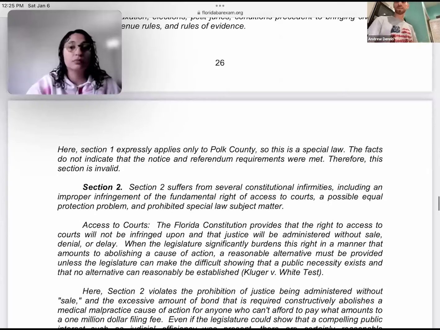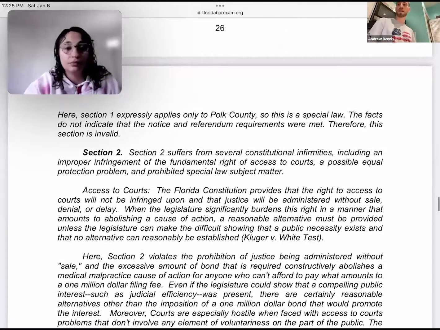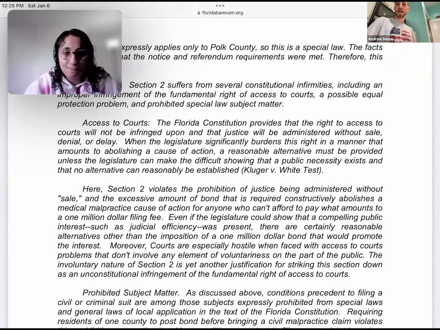Perfect. All right, section 2. This is the one that has the most constitutional infirmities. What a great word, infirmities, right? It means like sicknesses, including an improper infringement of the fundamental right of access to courts, possible equal protection problem, and prohibited special law subject matter. Let's get it. Access to courts.